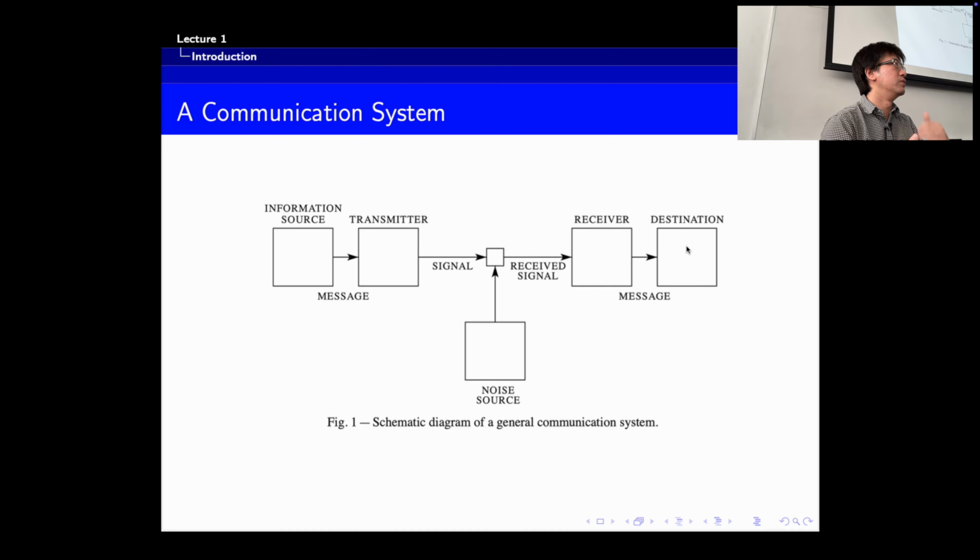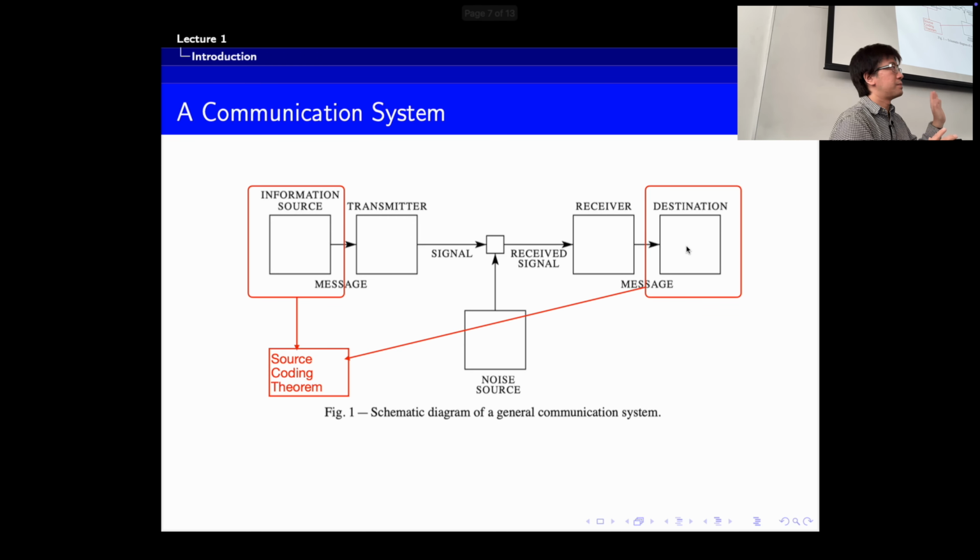For example, like music or voice or video and so on. Okay, so this is a communication system. And for this part, information source and destination, we call that the storage problem, and we call that the source coding problem. Which means that we want to make our source as small as possible.